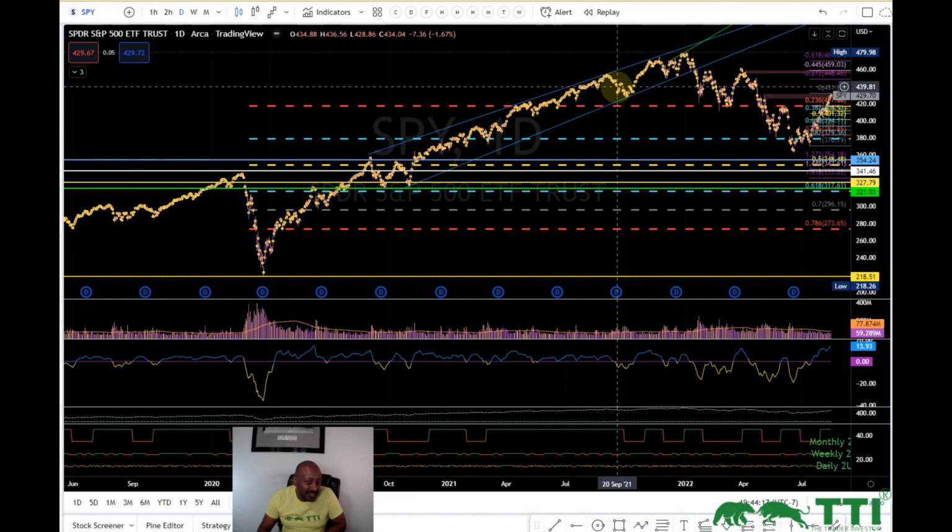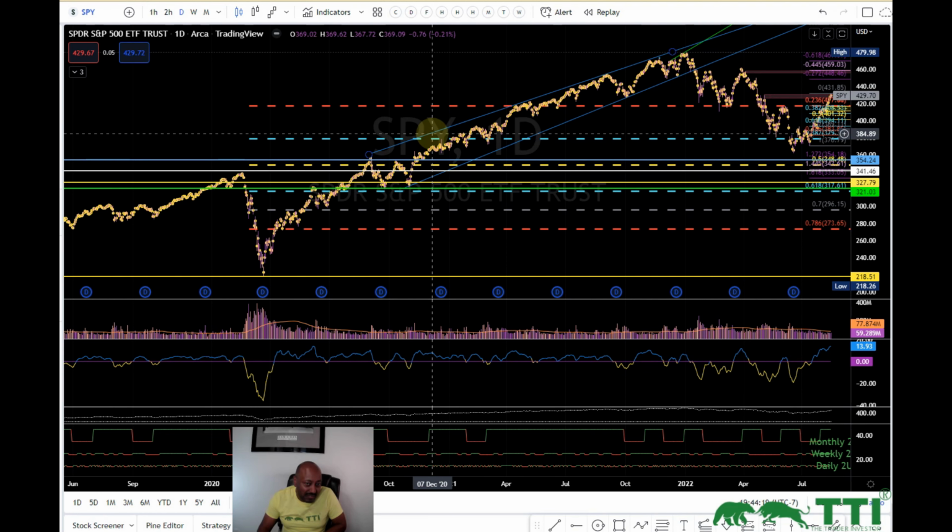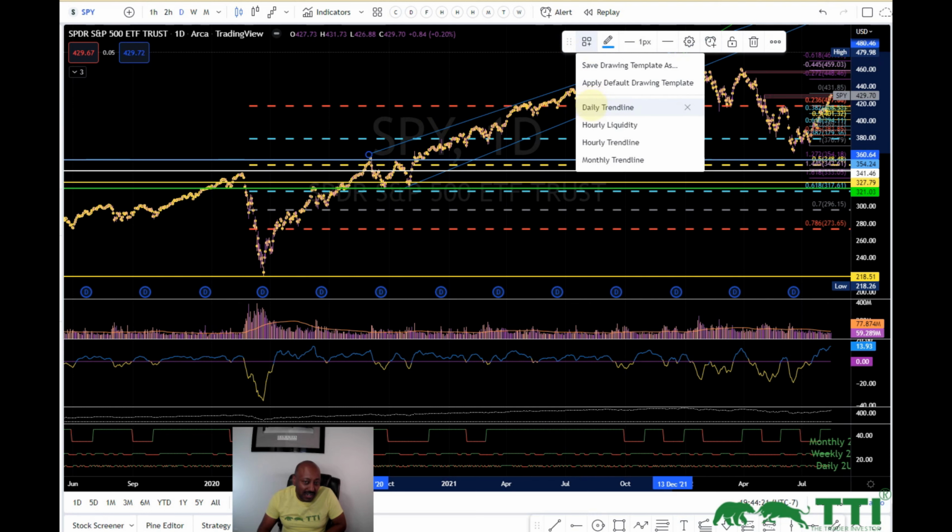So even your trend lines, same thing. Like you see here, I have a trend line. I have different colors for different time frames, depending on where I drew that trend line.